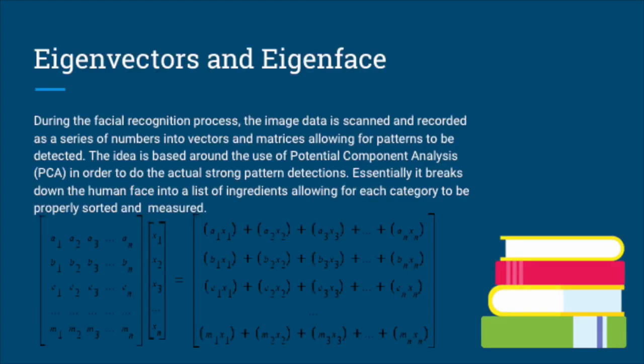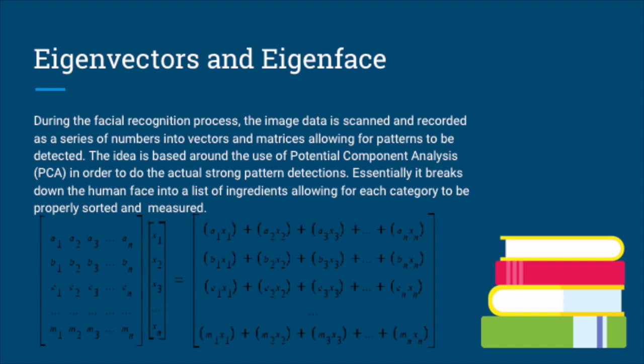Eigenvectors and eigenface. During the facial recognition process, the data is scanned and recorded as a series of numbers into vectors and matrices, allowing for patterns to be detected. The idea is based around the use of PCA, principal component analysis, in order to do the actual strong pattern detections. Essentially, it breaks down the human face into a list of ingredients, allowing for each category to be properly sorted and measured.